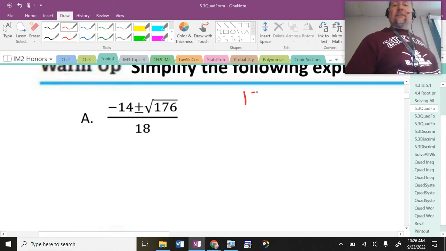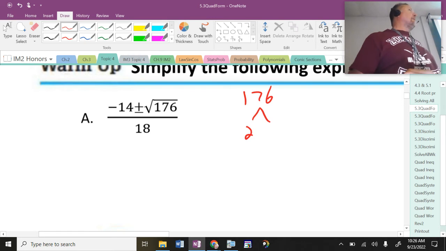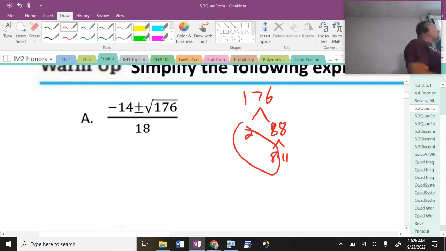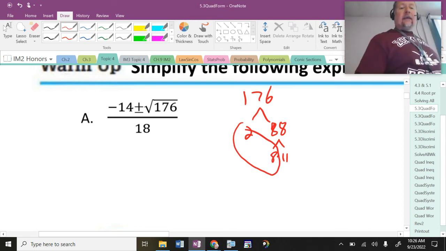So I'm going to take 176 off to the side real quick. 2 times, I think I'm remembering from last hour, it's 2 times 88. And then 88 is 8 times 11. I'm going to stop right there. Everyone tell me what's 2 times 8. 3, 2, 1, go. 16. And then someone actually went ahead and told me what the square root of that was.